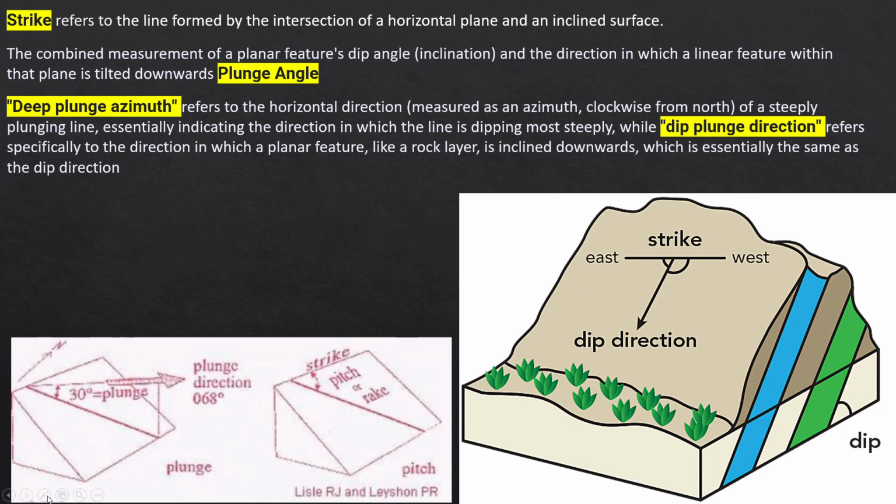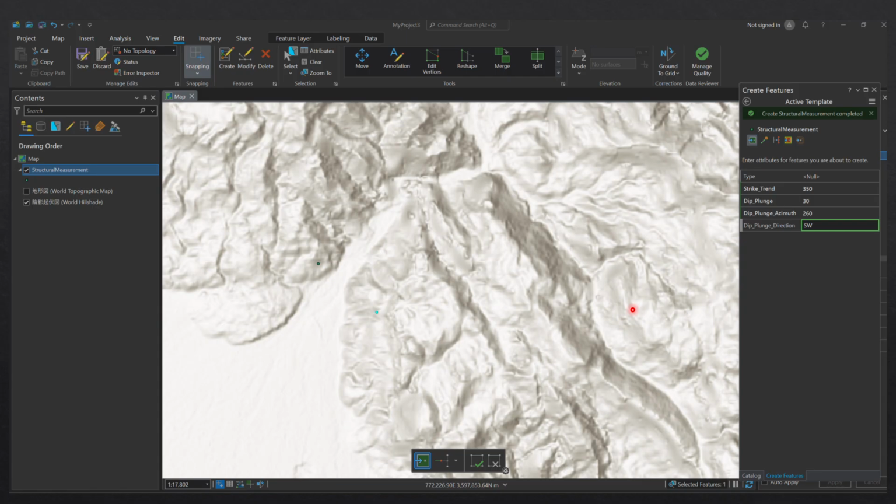Then you can go to see what the strike and the dip direction are, so you can easily see the definition. So basically we will give the data of the strike, the data of the dip angle, and the data of the dip direction. So on the map it will be created like this kind of feature easily.